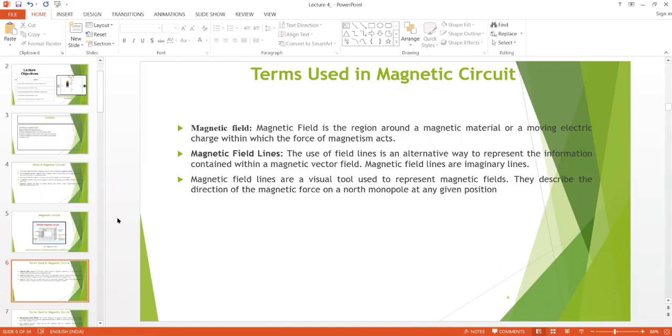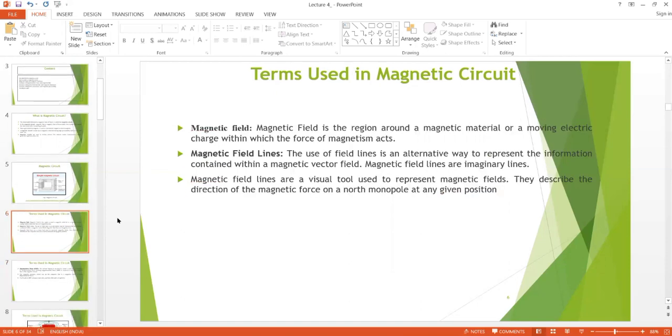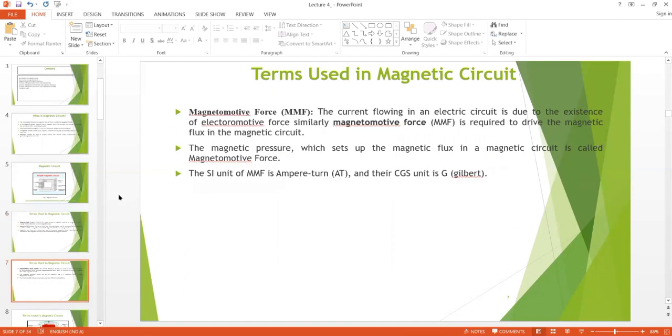In terms of the magnetic circuit, let us talk about the magnetic field. The magnetic field is the region around a magnetic material or a moving electric charge, in which the force of magnetism acts. Magnetic field lines are imaginary lines, but they show us where the magnetic field occurs. These lines are a visual representation of the magnetic field. Then MMF is very important. Magnetomotive force is similar to the EMF, the electromotive force, that we have in an electrical circuit. It is the magnetic pressure set up by the magnetic flux in the magnetic circuit.